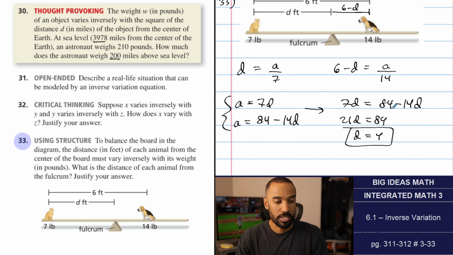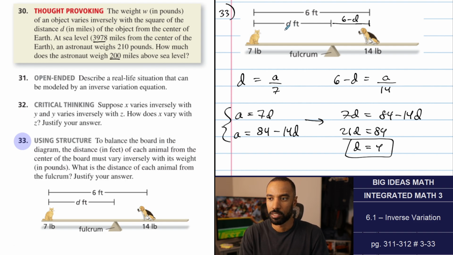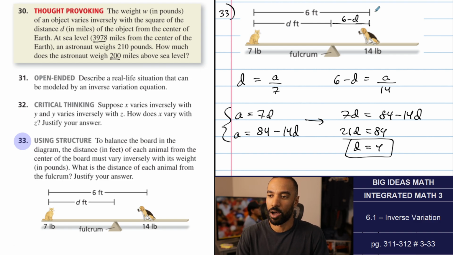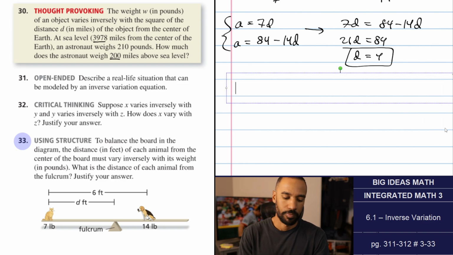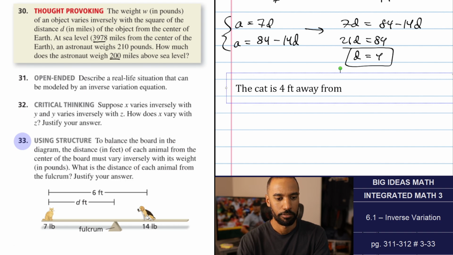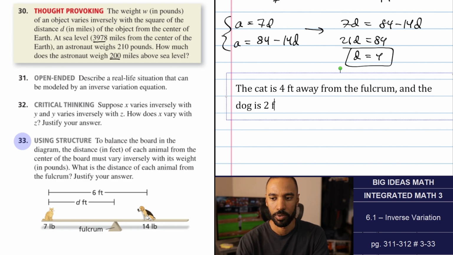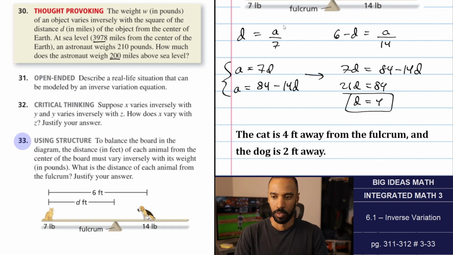So what was the question? What is the distance of each animal? Justify your answer. Well, the distance is 4 for the cat. So listen, I don't even need a, ultimately. I actually didn't need to get the final. I didn't know what they wanted as a whole, but it looks like the cat is 4 feet away, and the dog is 6 minus 4, which is 2 feet away. So there we go. The cat is 4 feet from the fulcrum, without needing to know the constant of variation, and the dog is 2 feet away. My answer is justified with my work. There it is.